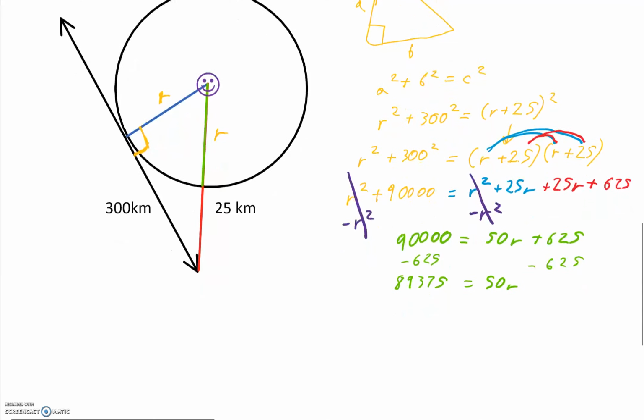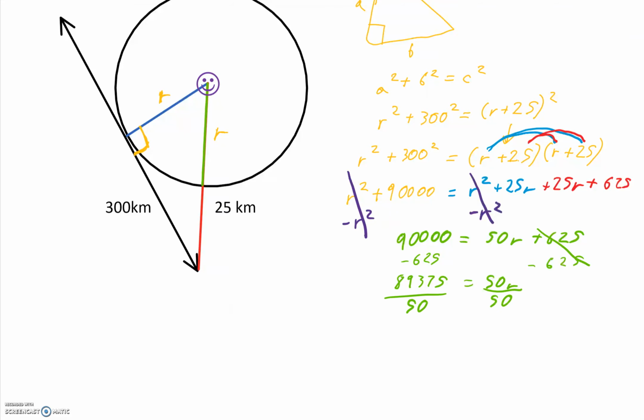Okay, we're getting close to a value now. Now we're going to get, whoops, let me write it down actually. It's a bad habit. Okay, so those cancel. Now these cancel. We're left with r on this side, and to simplify that, we get 1787.5. And that is our value for r.